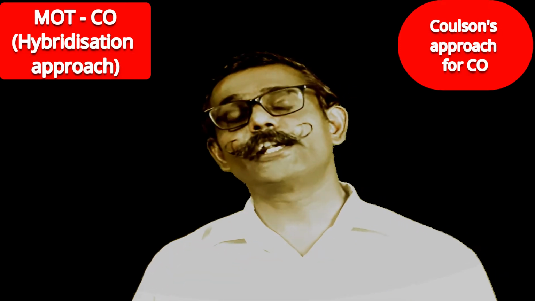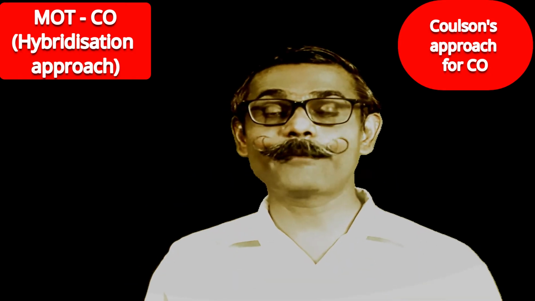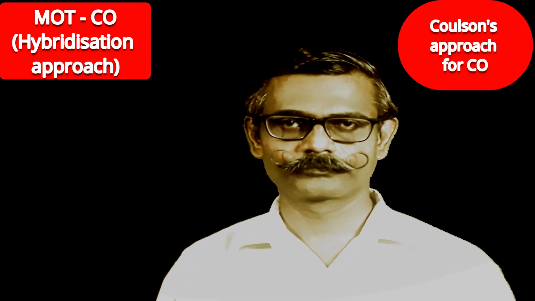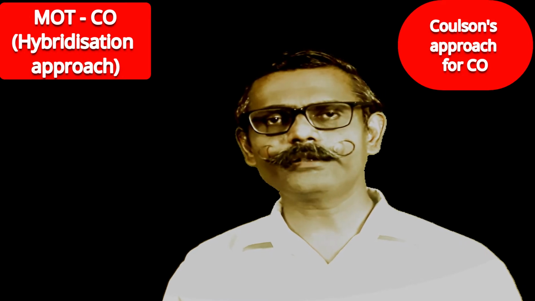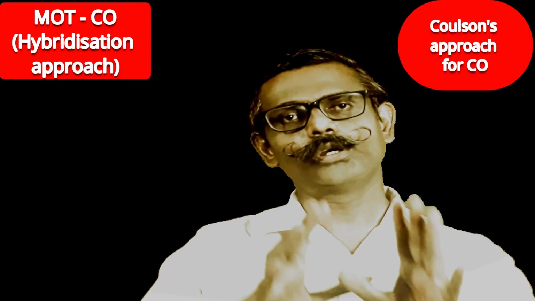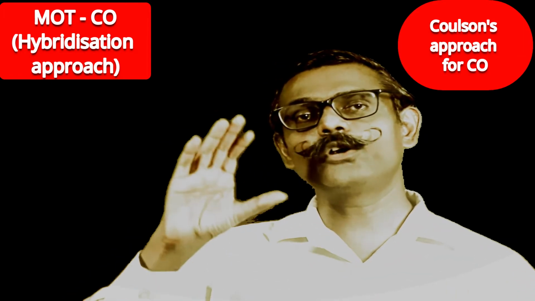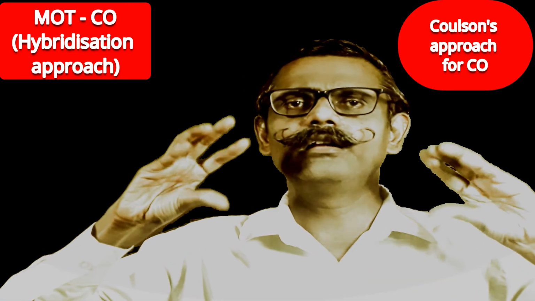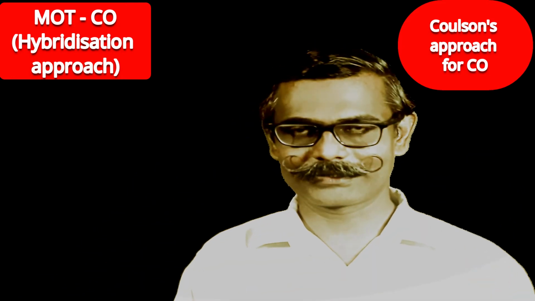Yes, students, let us discuss Coulson's hybridized MO diagram for carbon monoxide. It is just a theoretical approach. Considering sp hybridization in carbon and oxygen, Coulson has explained what he considered: the 2s orbital and 2p orbitals of carbon, as well as for oxygen, will hybridize to produce two sp orbitals.